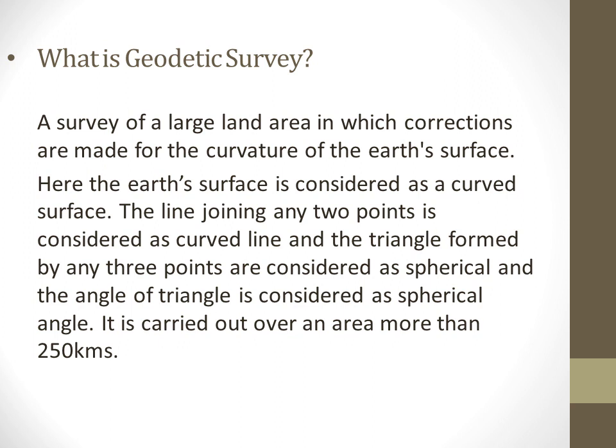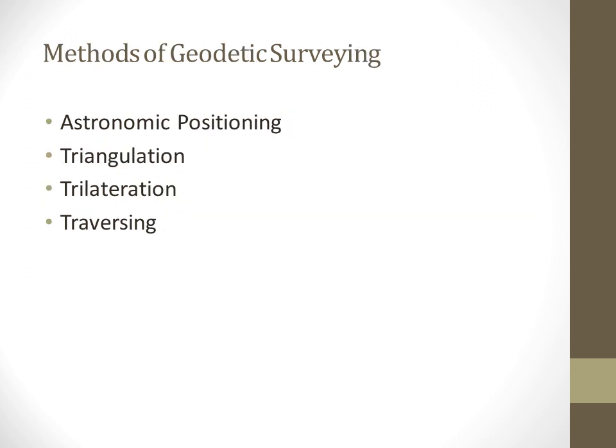In this method, the Earth's surface is considered as a curved surface, and the line joining any two points is considered as a curved line, and the triangle formed by any three points is considered as spherical, and the angle of the triangle is considered as a spherical angle. And one thing about this survey, it is carried out over an area of more than 250 kilometers.